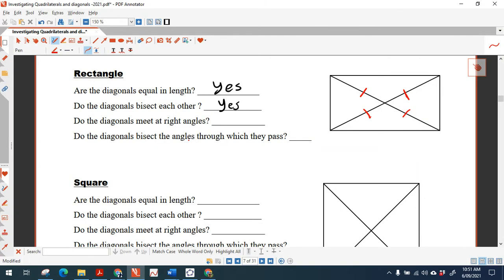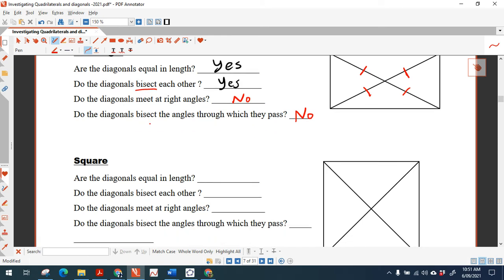So the last two questions, do the diagonals meet at right angles? The answer is no, they don't. And do they bisect the angles through which they pass? And the answer is no. Okay, so for rectangles, the diagonals have equal length, and also the diagonals cut each other in half. They bisect each other. Let's look at the square now.